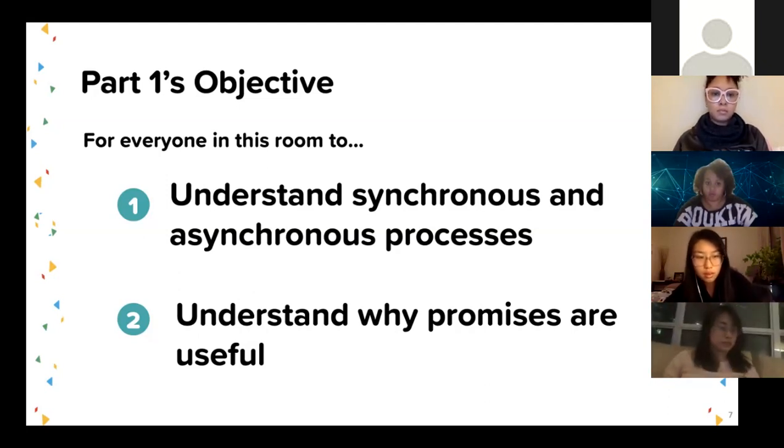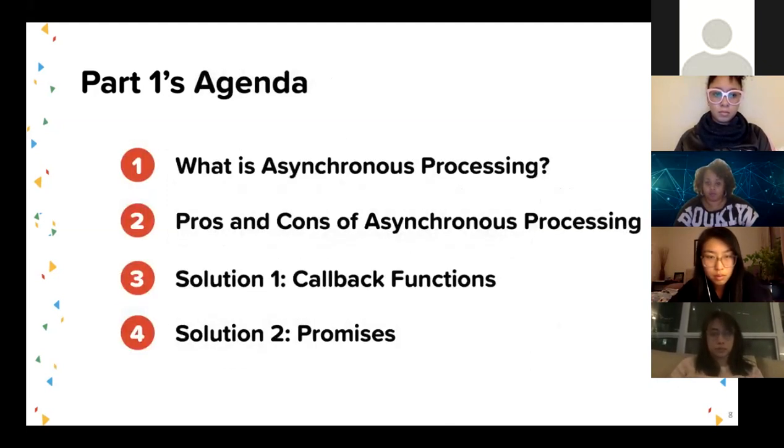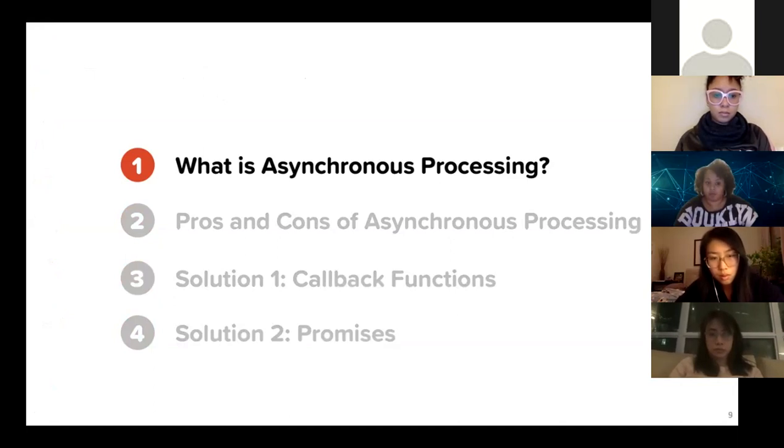So, here's our core objective for part one for today. These are your success criteria. If you walk out of here after part one with this clear for you, we've done our job and it's been worthwhile for you. Okay, so two pieces. One is to understand what is a synchronous process, what is an asynchronous process, and then why promises are useful in those contexts. So the first thing we're going to talk about is what is asynchronous processing. Then we'll go into the pros and cons, and we'll talk about these two different solutions, callback functions and promises.